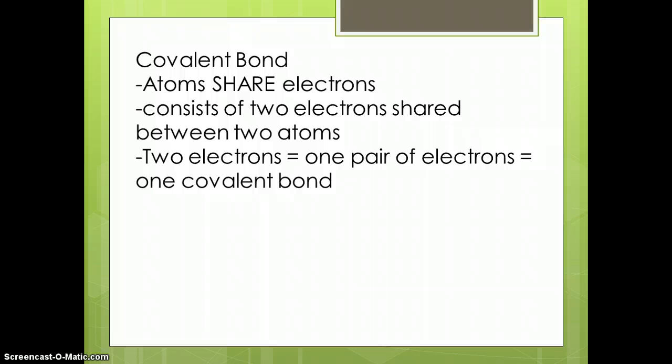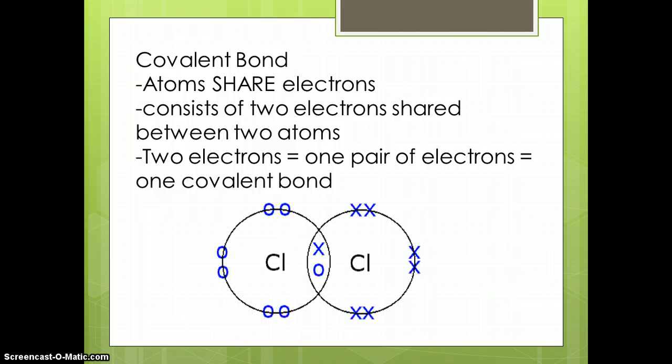Unlike ionic compounds, in which electrons are transferred, atoms in molecular compounds are joined together by covalent bonds. Covalent bonds form when atoms share electrons. A covalent bond consists of 2 electrons, often called a pair of electrons, that are shared between 2 atoms. For example, a molecule of chlorine gas is created when 2 atoms of chlorine share 2 electrons to form a covalent bond.